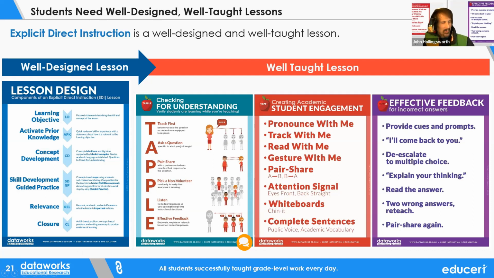Maybe we can just read my little motto on the bottom page. Can you all see where it says all students? This will be our last sentence. Okay, ready, go. All students successfully taught grade level work every day. And this is how you do it with the strategies we're working on today. So, Joel, I think that's our final word for today. And we'll have the other sessions coming up.